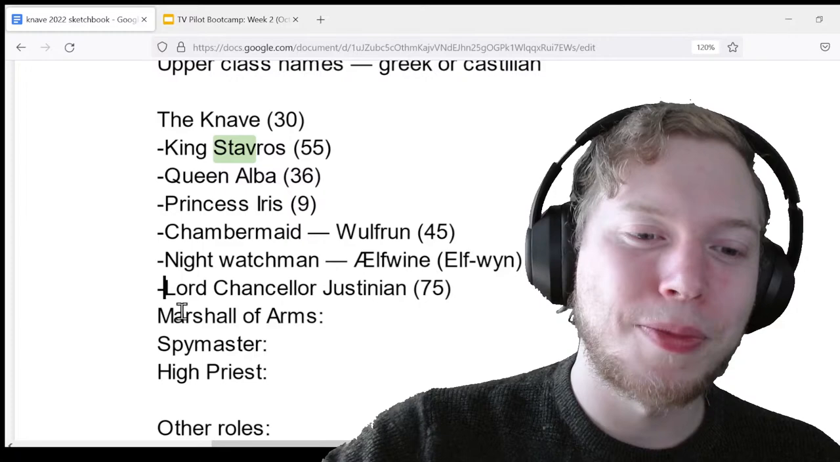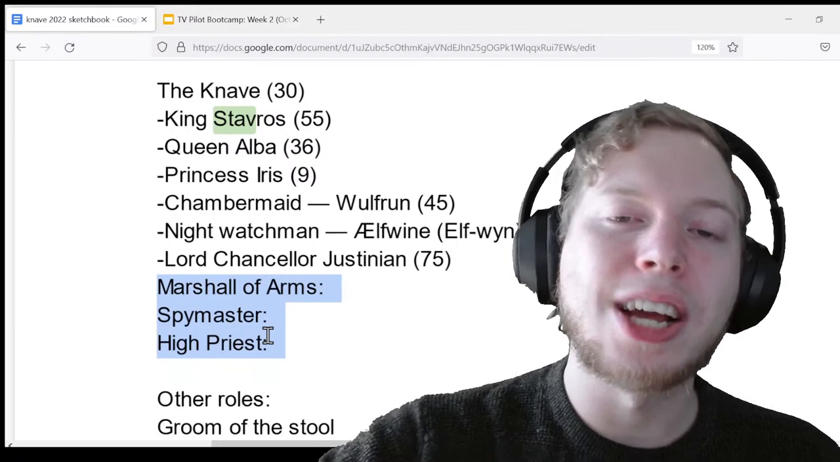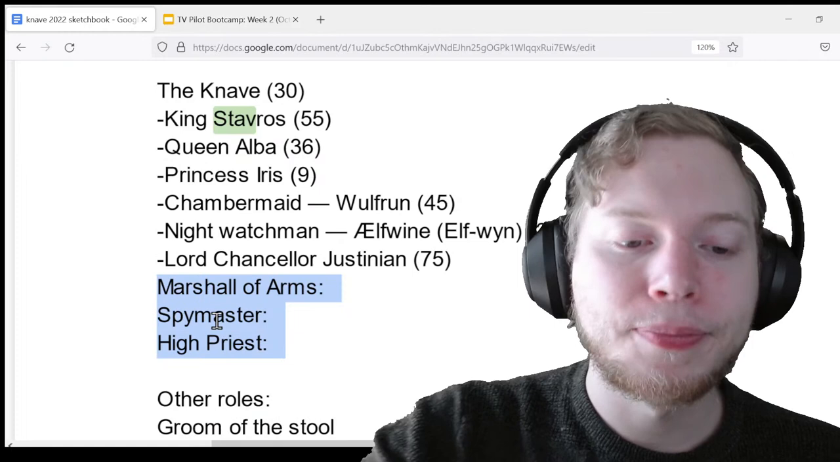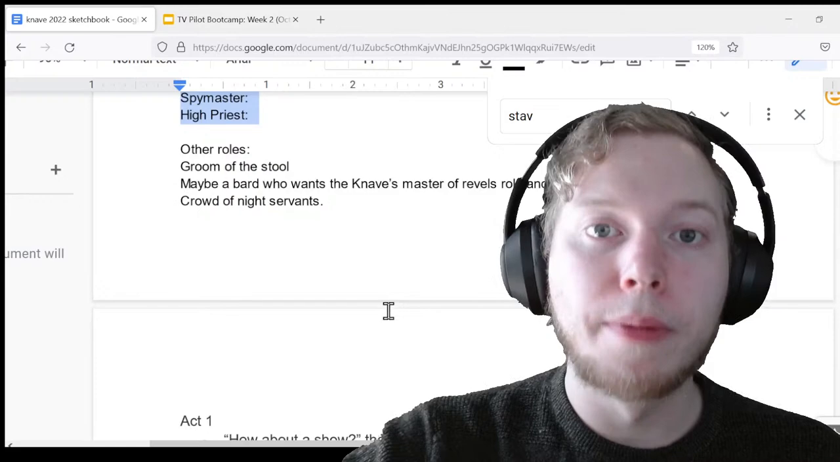And I have a couple other ideas for other roles that I've not yet filled in, because I'm not actually actively writing on this. This is something I've just been coming back to now and again. But I had ideas for Marshal of Arms, Spymaster, and High Priest, which are just other roles in the administration of a castle. And we have a couple other ideas, like a bard or maybe a groom, just different roles amongst the peasants and the night staff of the castle, too. So that's the characters.